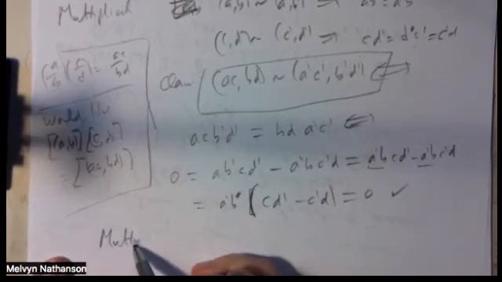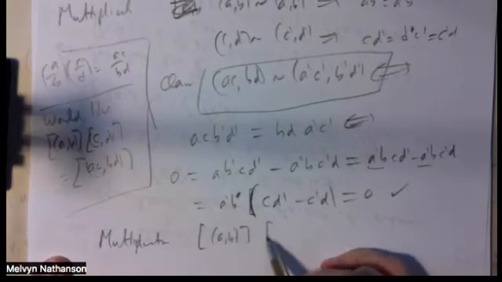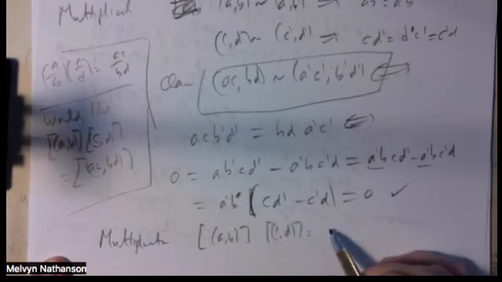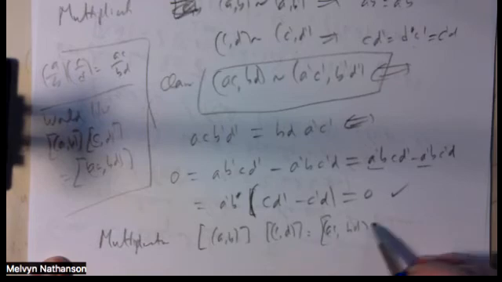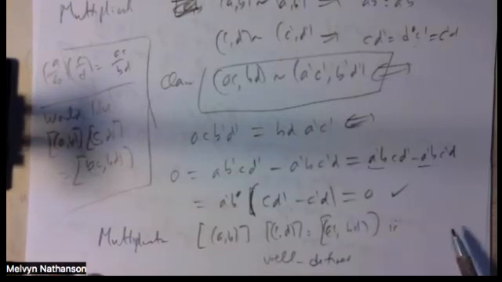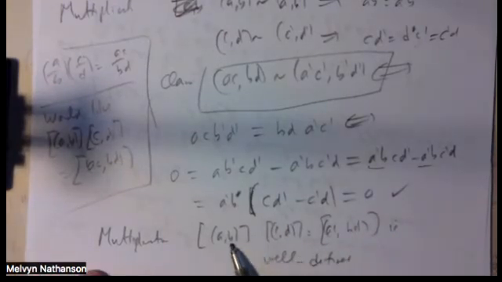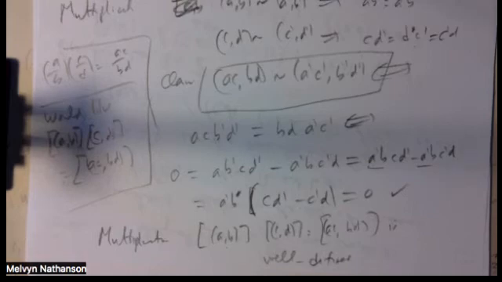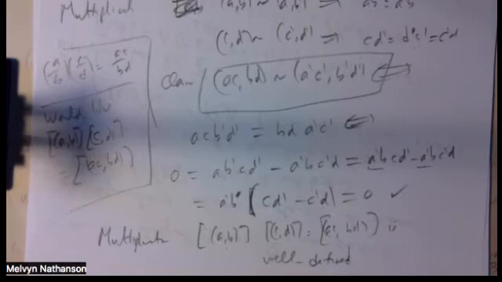So this says that multiplication using the rule (A, B) times (C, D) equals (AC, BD) is well defined. We get the same equivalence class no matter what representatives of each of these equivalence classes we choose. So this gives us a well-defined way to multiply equivalence classes.